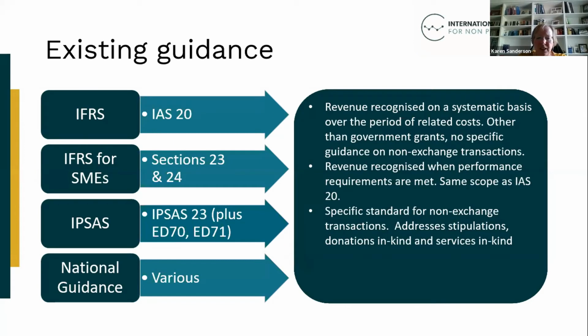I mentioned ED 70 and 71, and so IPSASB has recently issued these exposure drafts that have proposals for non-exchange revenue. In the exposure drafts, revenue would be recognised when conditions are met. So where cash is received in advance of conditions being satisfied, a liability is recognised until the conditions are met. Where conditions are satisfied before the cash is received, an asset is recognised. Unlike IPSAS 23, these proposals do not require a use or return requirement before revenue is deferred, so there are some slight changes coming through this.